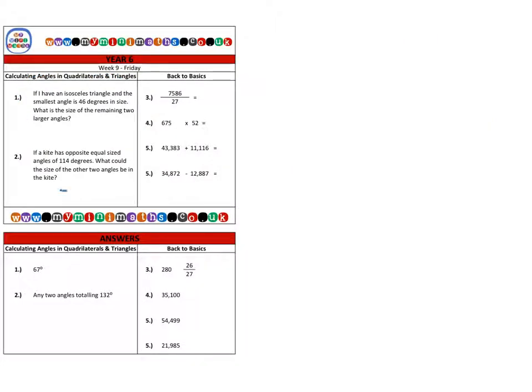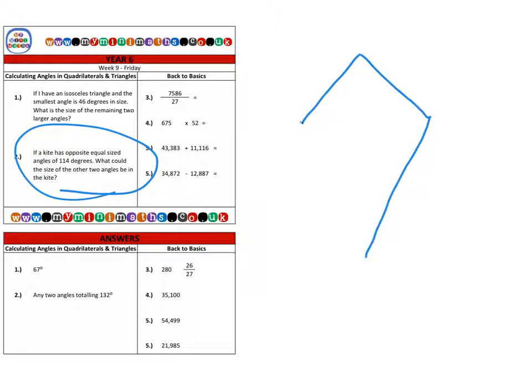And next on to question 2. If a kite has opposite equal sized angles of 114 degrees, what could the size of the other two angles be in the kite? So first of all, we need to draw a kite. And we know that the two shorter sides are the same length, and we know that the two longer sides are also equal.